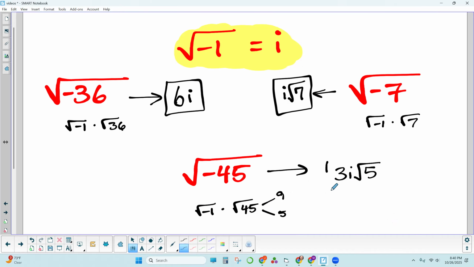And so that is our third scenario. It can be simplified: we pull out the i. This cannot be simplified: we pull out the i. And this is a perfect square: we lose the radical and pull out the i. Those are the three scenarios.